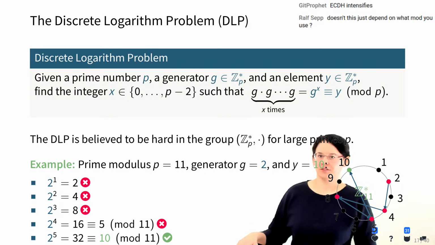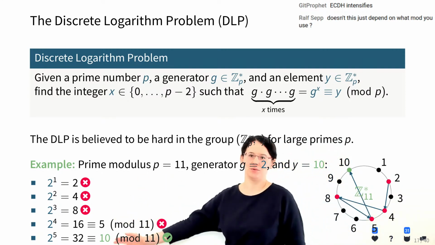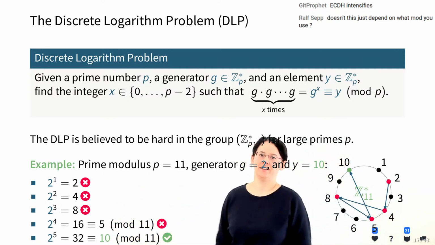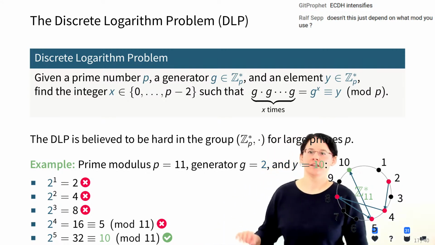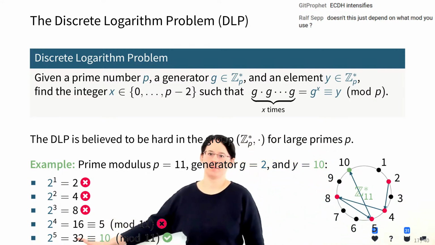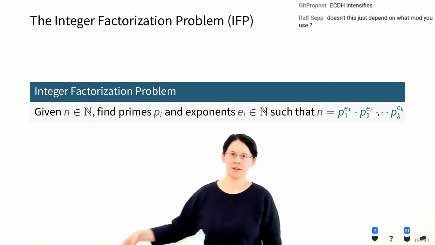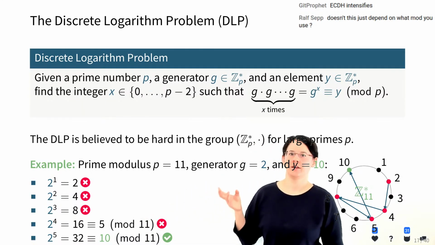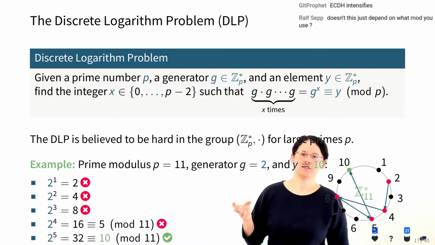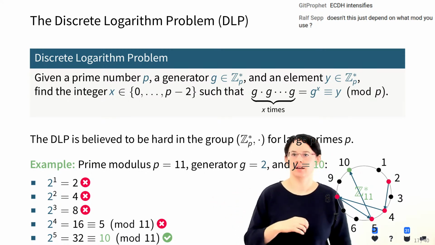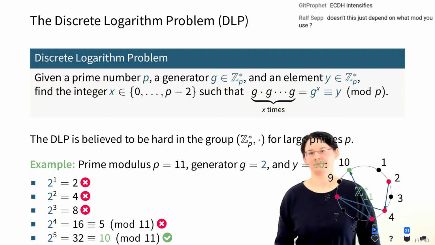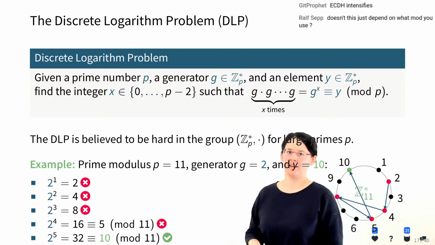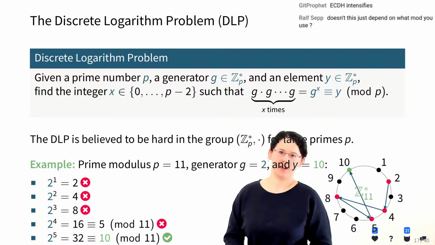However, now we're getting closer. You already guessed that 5 times 2 equals 10, and 10 is actually 10 modulo 11. So this means that after the 5th step, we were successful, meaning that the discrete logarithm of 10 modulo 11 to base 2 is 5. So 5 is the answer to this challenge here.